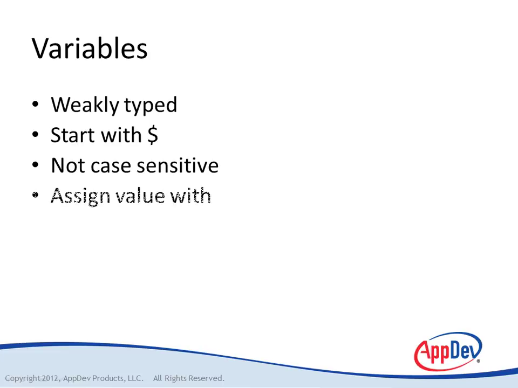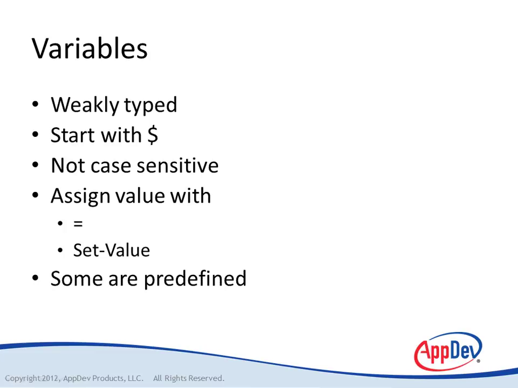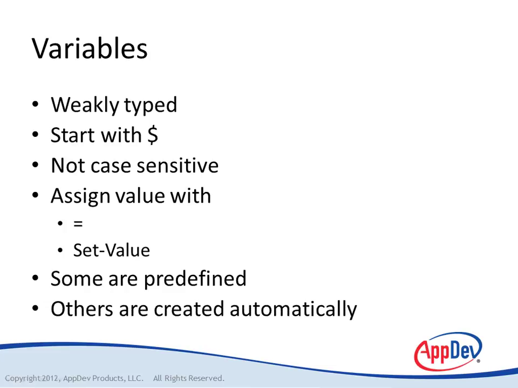To assign a value to a variable, all you have to do is use the equal sign, but there is a commandlet that you can use alternatively, which is Set-Variable. There are also a lot of predefined variables depending on the module that you're using. There may be more than the ones I'm going to talk about today. And others are created for you automatically based on the context of the operation that you're performing. All right, so let's move on over to the PowerShell Integrated Scripting Environment and start our exploration of variables programmatically.